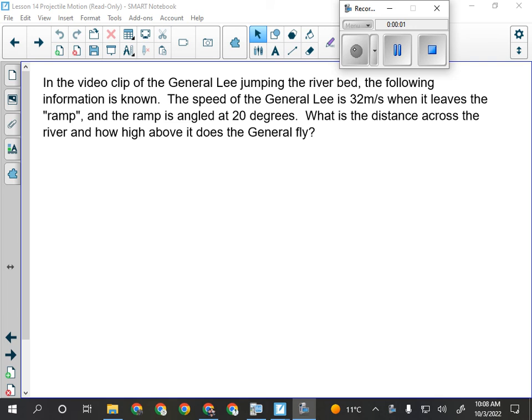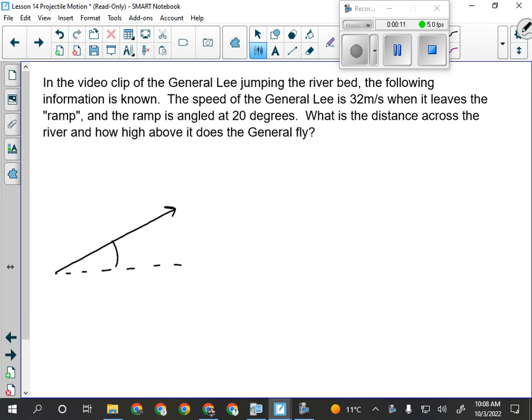Okay, let's see what we remember here. So our initial situation is this. The general E jumps off of that ramp. The ramp is angled 20 degrees above the horizontal, and it launches at 32 meters per second, 20 degrees above the horizontal. And it follows a perfect projectile arc down to the ground on the other side.